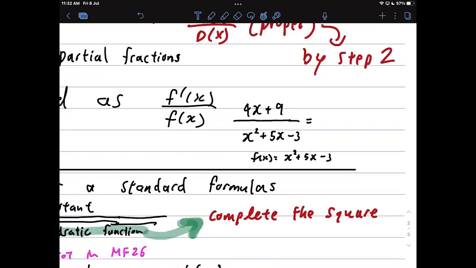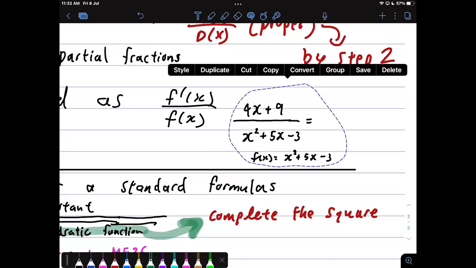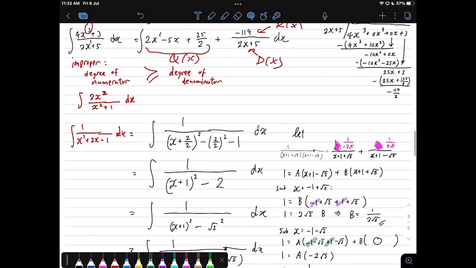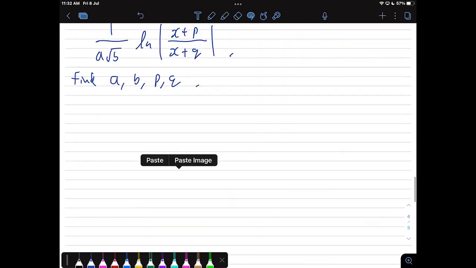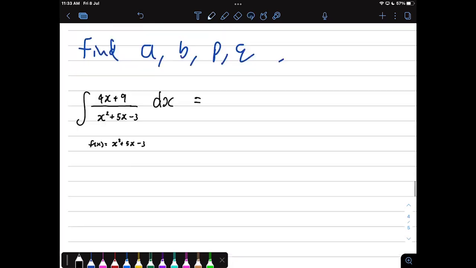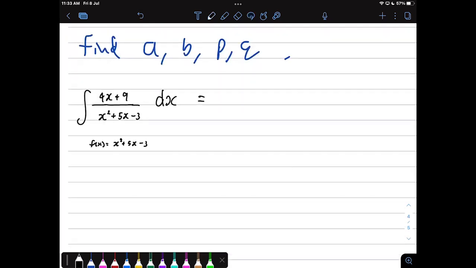Okay, I'm not going to do this over here. I'm going to do it as an example. Let's say we are trying to integrate this fraction. It is definitely a proper fraction because the numerator is power 1 and the denominator is power 2. So we first identify that the denominator x squared plus 5x minus 3 can be f of x. So f prime of x will be 2x plus 5.